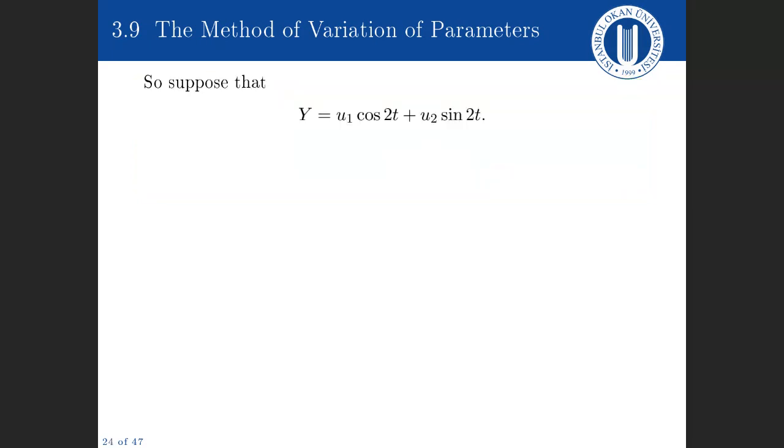So let's do this. Let's suppose that our particular solution is u1 cos 2t + u2 sin 2t. Differentiate it. We get u1' cos 2t - 2u1 sin 2t + u2' sin 2t + 2u2 cos 2t by the product rule. Now, this is already starting to get complicated. Already we have 4 terms here.